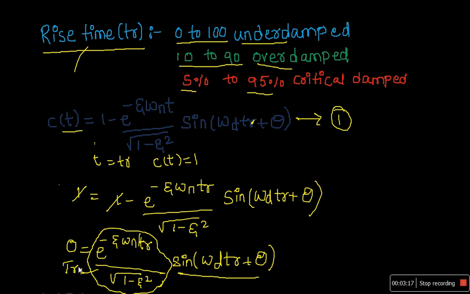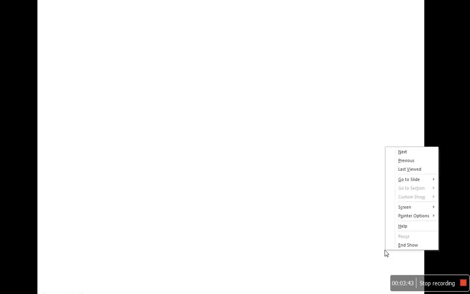So in order to find out the rise time, we have to make the steady state term value equal to 0. So I am making the steady state term value equal to 0. That is nothing but sine omega d tr plus theta equal to 0. I am writing it in the next slide.